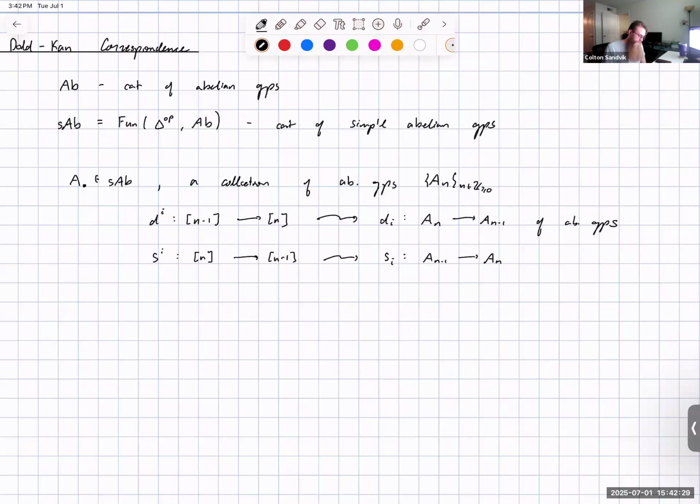And this is fine. There's not too much interesting happening here. There's lots of trivial things we can do to come up with these things. So, for instance, if we have any abelian group A, we can always define the simplicial abelian group A dot by saying that A_0 is A and A_n is 0 for all n greater than 0. And likewise, all the face and degeneracy maps will be 0.